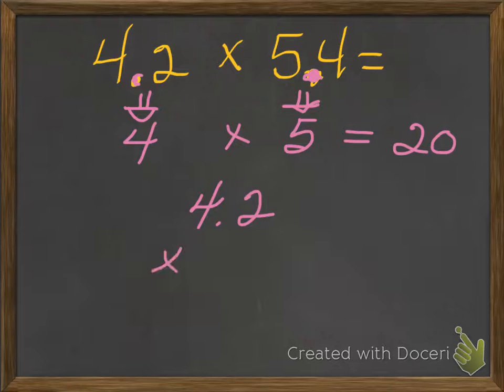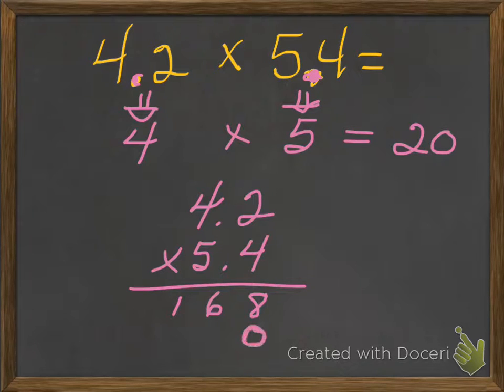4.2 times 5.4. We do our multiplication. 4 times 2 is 8. 4 times 4 is 16. Put in a 0 because I'm moving on to the next place value. 5 times 2 is 10. Carry the 1. 5 times 4 is 20, plus 1 is 21.